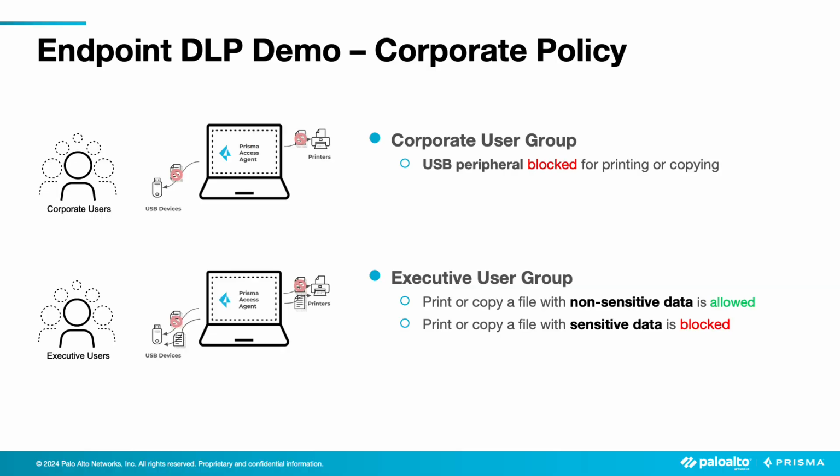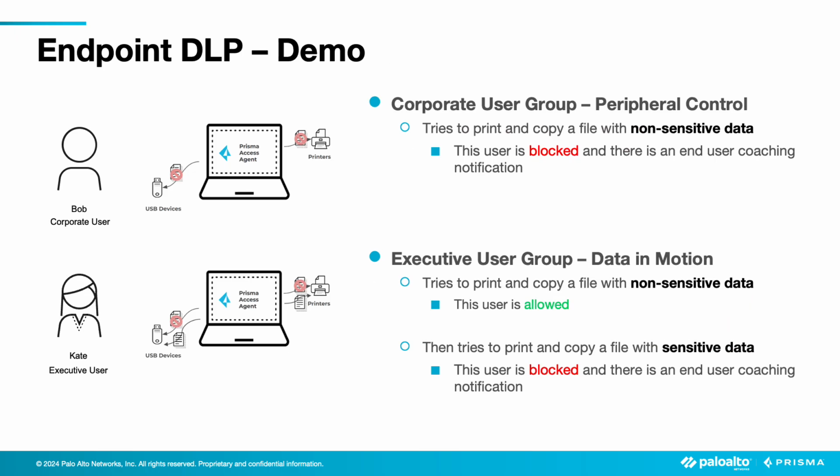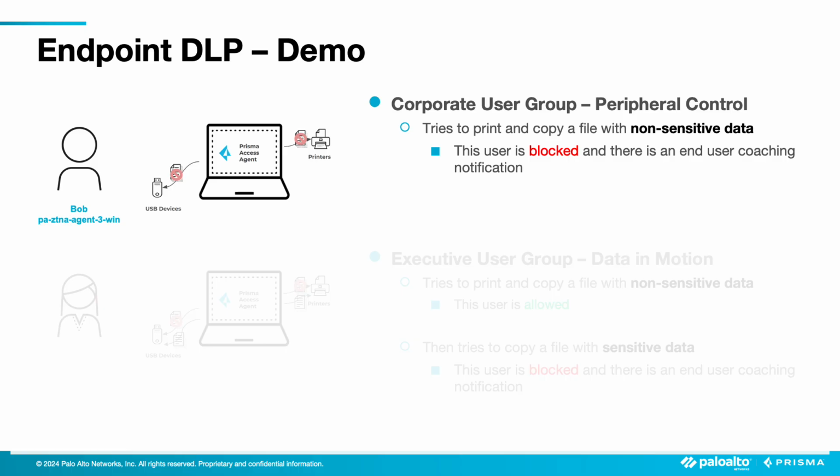For the demo, a corporate policy has two groups of users: corporate user group and executive user group. Corporate user group is not allowed to use USB peripherals to print or copy, and executive user group is allowed, but only for non-sensitive data. In this demo, we have two users, Bob and Kate. Bob is a corporate user and has an Endpoint DLP policy for peripheral control, and Kate is an executive user and has a policy for data in motion. When Bob tries to print and copy a file with non-sensitive data, the actions are blocked and notifications are received.